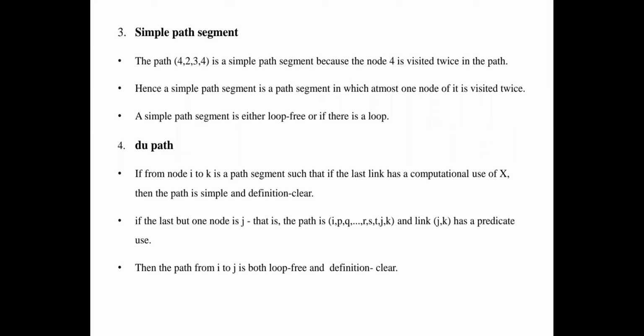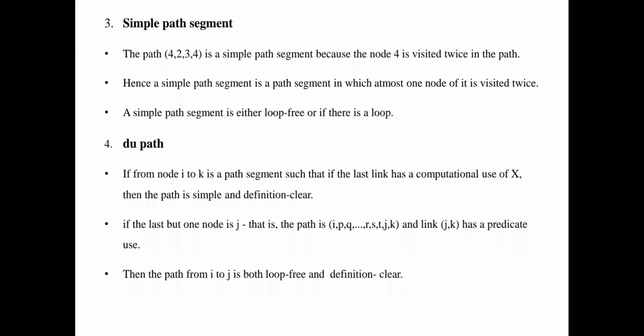Okay, see a path like 3, 4, 3, 4. Here the node 4 is repeatedly coming. That means it is a simple path segment, because the node 4 is visited twice in the path. A simple path segment is a path segment in which at most one node is visited twice. Compulsorily, at most one node has to be visited 2 times. But in loop free, the node should not be repeated. Here, for a simple path, the node has to be visited 2 times. That is called the simple path segment.